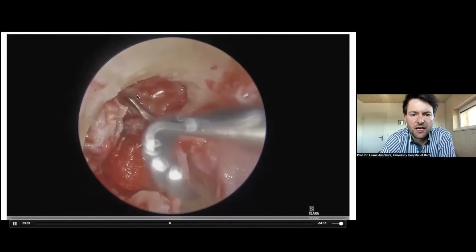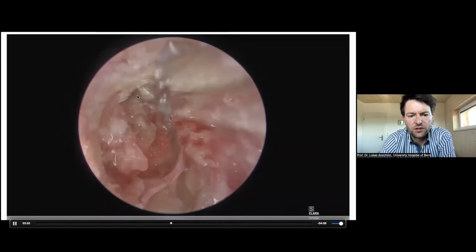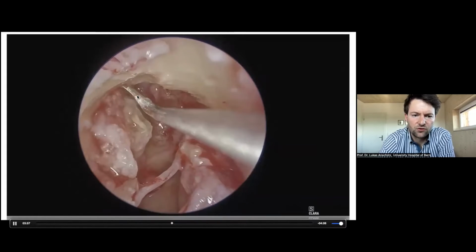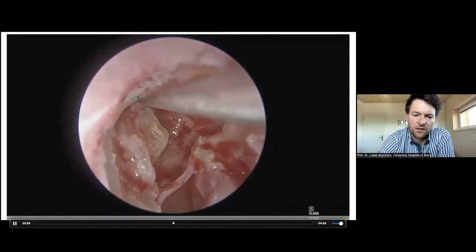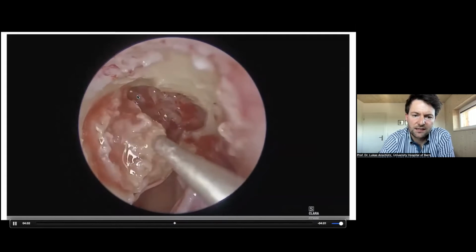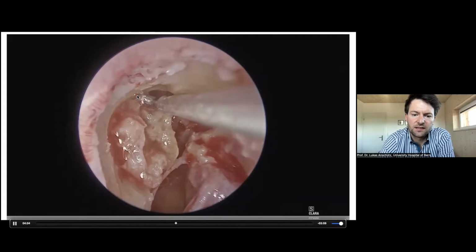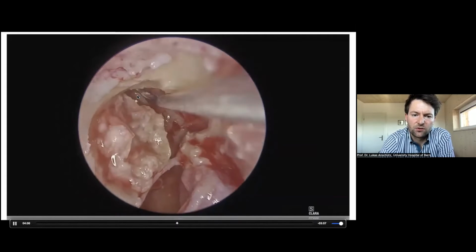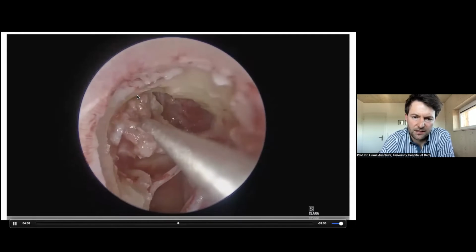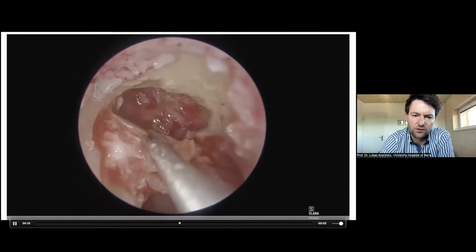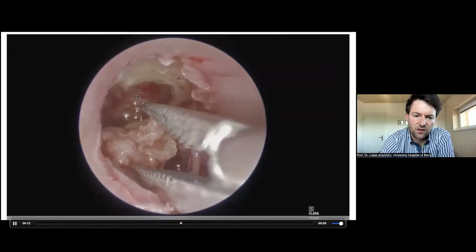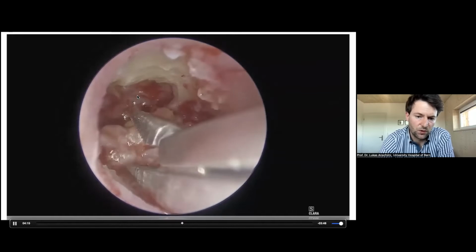Then the dissection is, of course, continued posteriorly. I usually try to keep the cholesteatoma as one sac, and then when it is dissected enough, you are able to remove it in a good way. I think this is important to really try to dissect the cholesteatoma, even if you have just one hand.